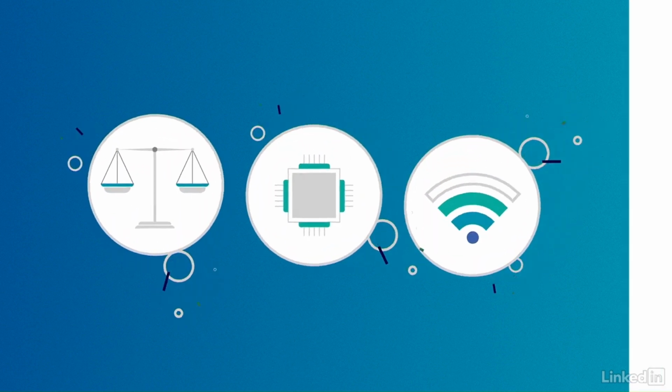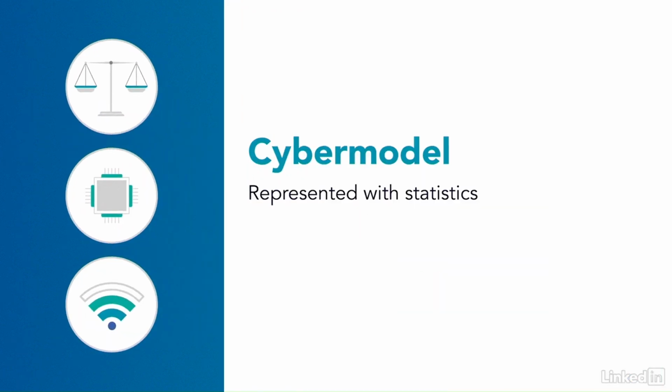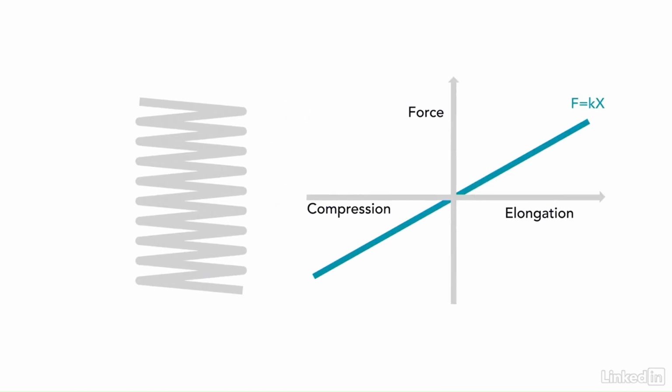The software-defined product's Cybermodel is represented with statistics. The real world is too complex to represent parametrically. Consider a simple spring. In high school physics, we would learn that it's represented by a linear equation. However, even the simplest spring, when put in the real world, doesn't behave like this.